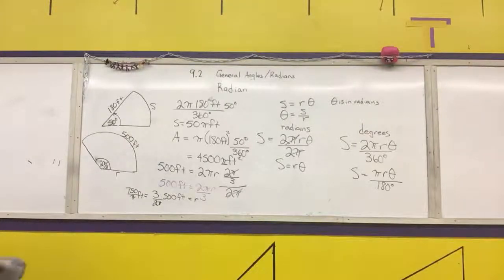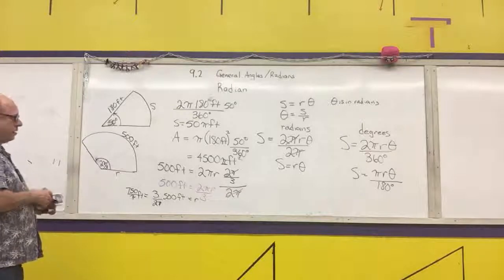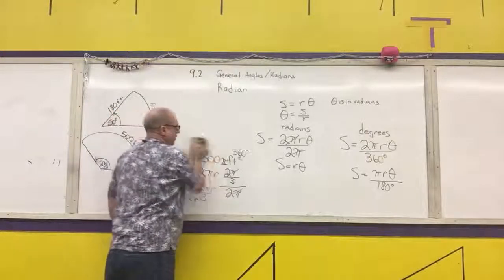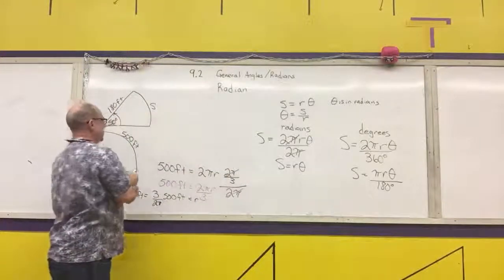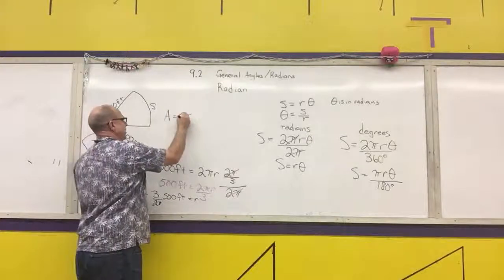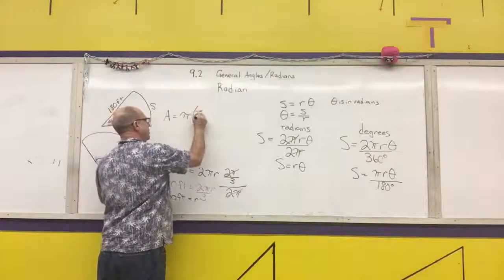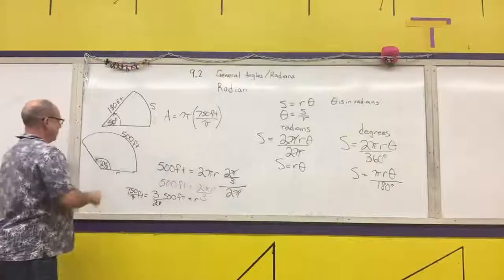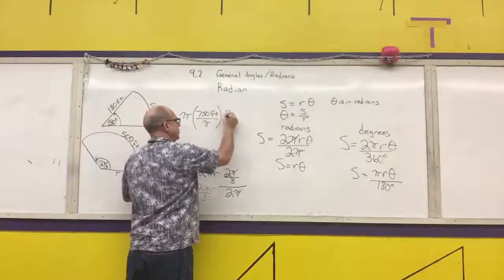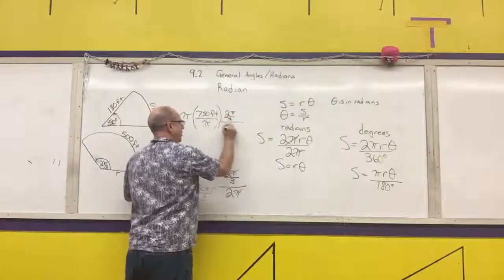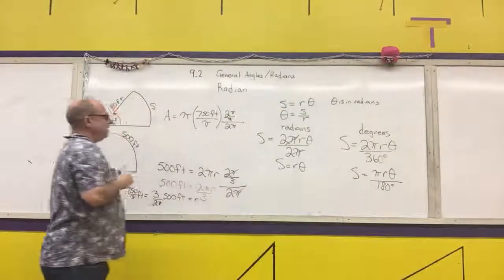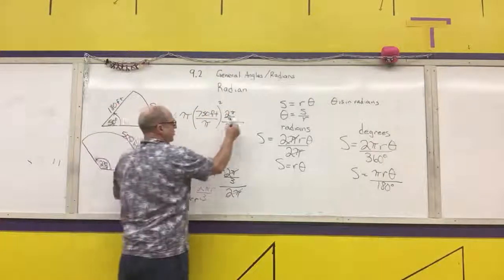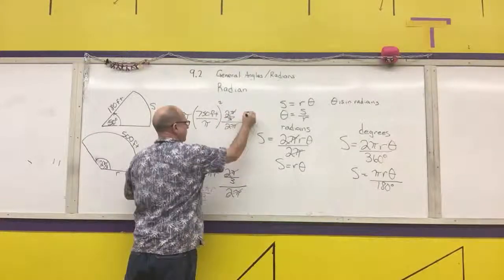Next thing I want to know is the area. Well, the area is pi r squared times a fraction. So I'm going to erase the work for the first example. The area is pi times radius squared times a fraction. Well, it's 2 pi thirds over 2 pi. Let's cancel what can cancel. This 2 pi cancels with this. This whole thing becomes 1 over 3.